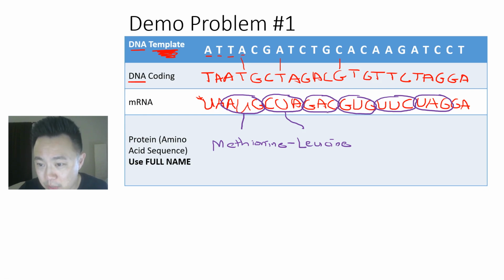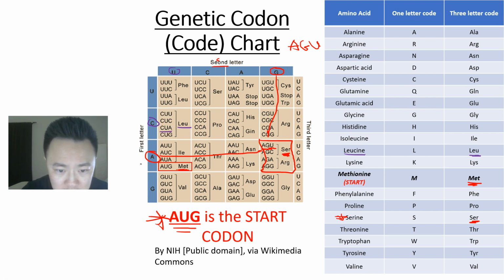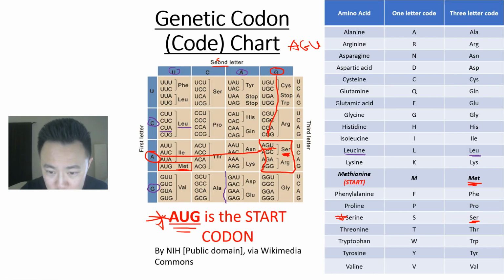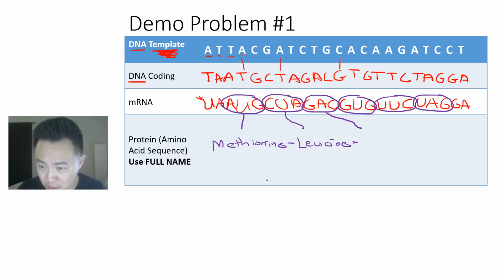Next one here is GAC. Well, what's that? Let's take a look. G is right here. A is up here. So where the row and the column meet is in this box. And GA, I believe it's GAC. GAC here is ASP. And in my chart here, ASP stands for aspartic acid. All right, let's write that down. I ran out of room, I'm just going to move on to the next one.